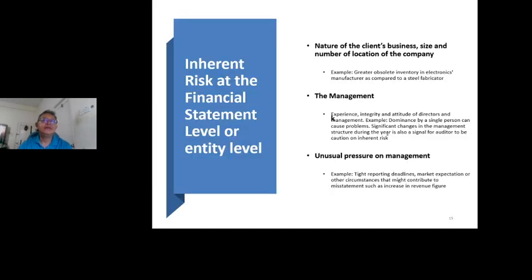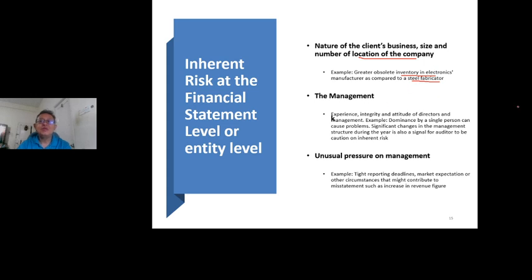Okay, what are the inherent risks at the financial statement level or entity level? It depends on the nature of the client, business size, number and location of the company, because different industries may have different levels of inherent risk at the financial statement or entity level. For example, the risk of inventory becoming obsolete in electronics or mobile devices is higher than in a steel fabricator, because the technology is very volatile and changes easily, and then the valuation becomes very risky.